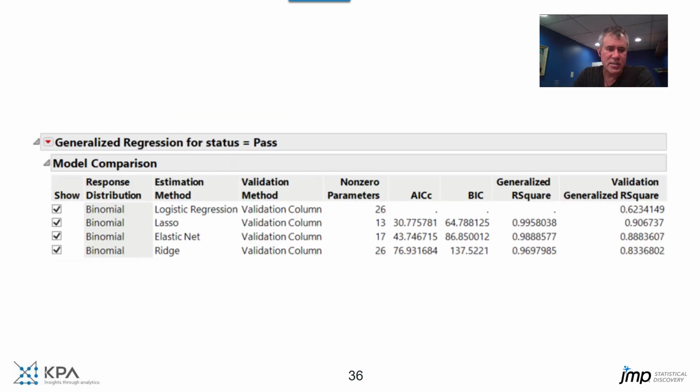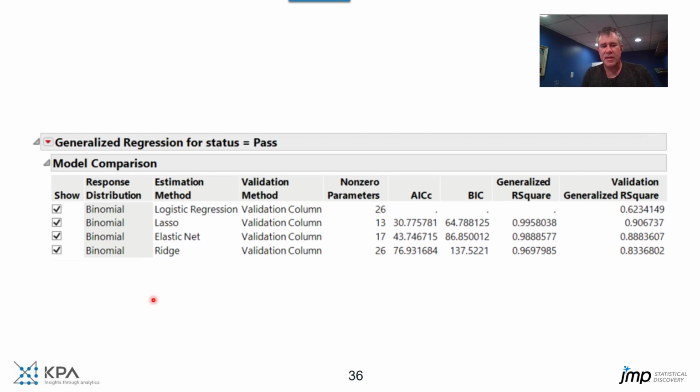Once I got into the generalized regression platform, I went ahead and fit a Lasso model, an elastic net model, and a ridge model. I have them compared here to each other and also to the logistic regression model that came up by default. And we're seeing that the Lasso model is doing a little bit better than the rest in terms of its validation generalized R-square.